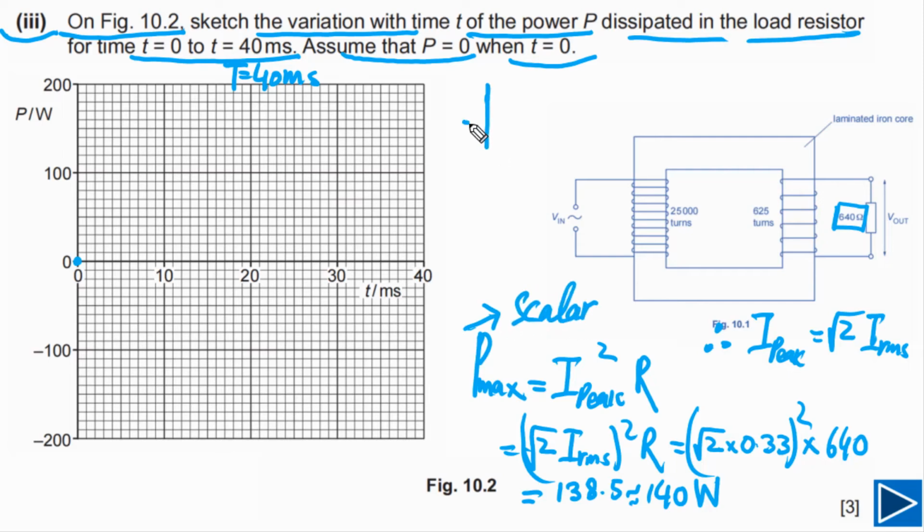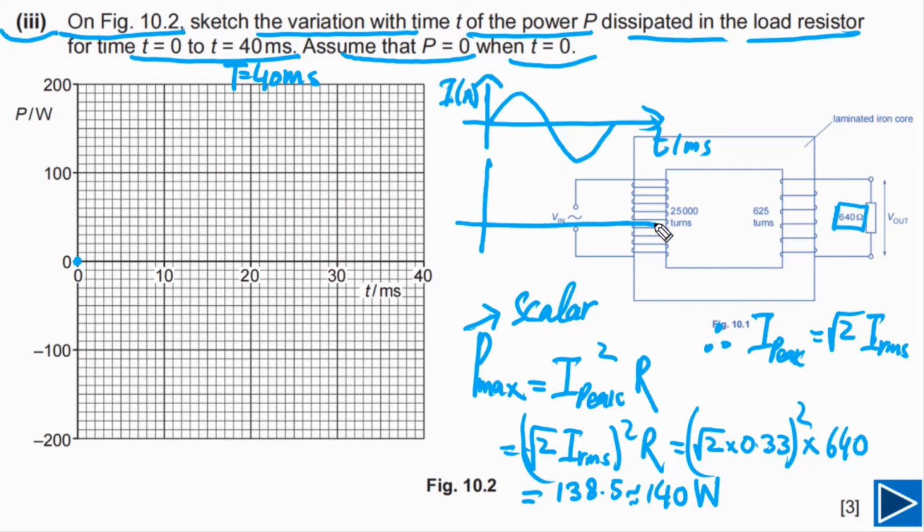Now if we sketch a graph for current against time, let's say we have current here. So this is current with time. Time is in milliseconds. Current direction is positive and negative. But if we sketch a graph for power against time, so we can understand the shape of the graph. Power is in watts. And here we have time, in milliseconds. We need to understand when current is positive, power is still positive.